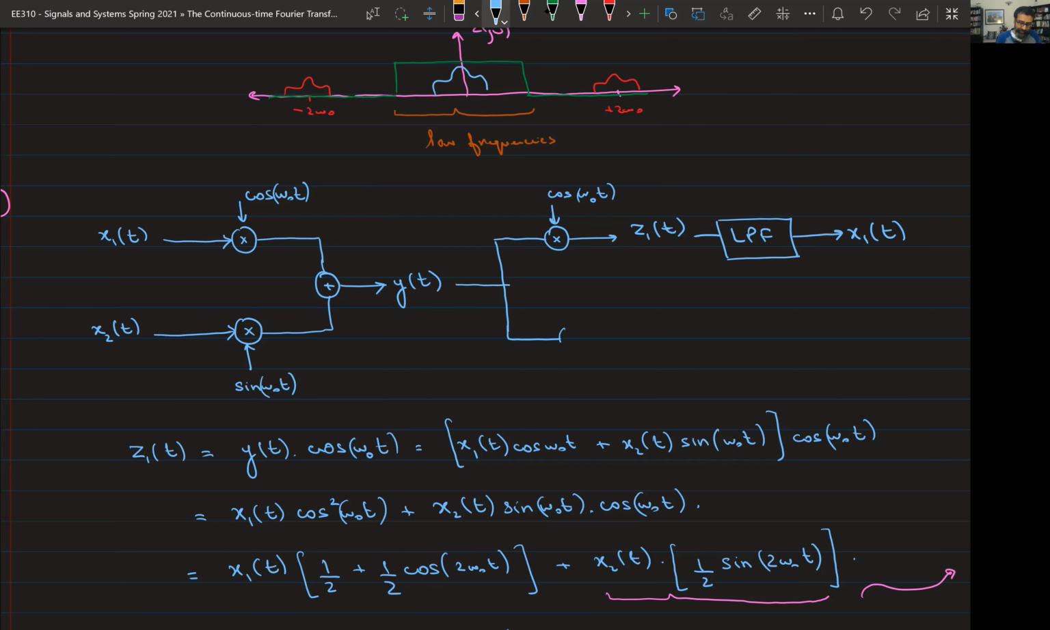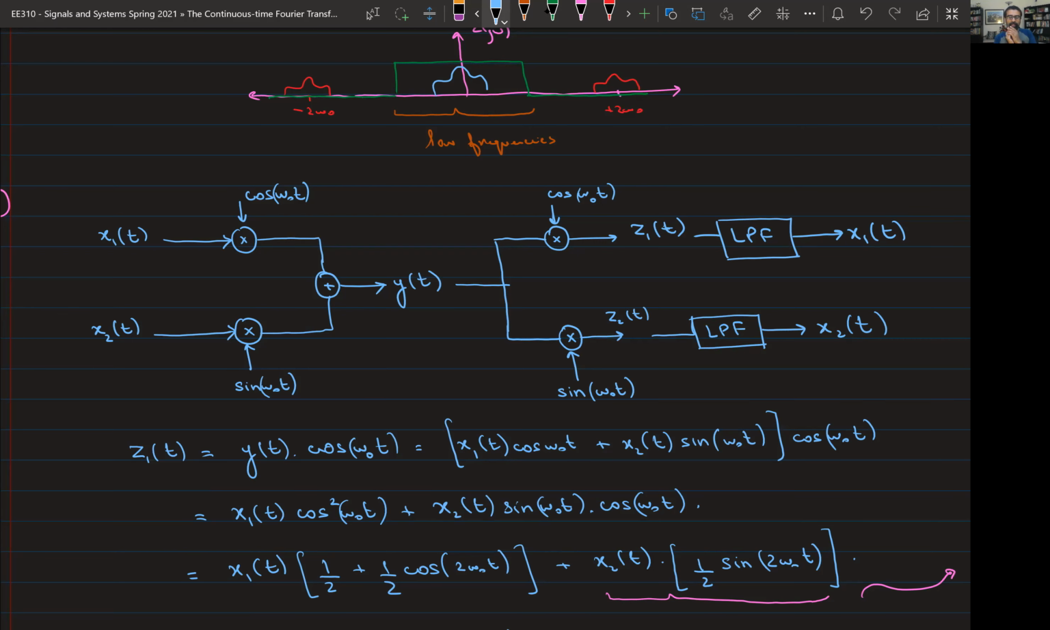And similarly, I'm not going to do this here. I'm going to leave it as something for you to think about. What if I multiply this with sine omega naught t? This becomes Z2 of t, and it turns out that when Z2 of t is passed through a low pass filter, you will get X2 of t. Right? So things are easily separable, right?